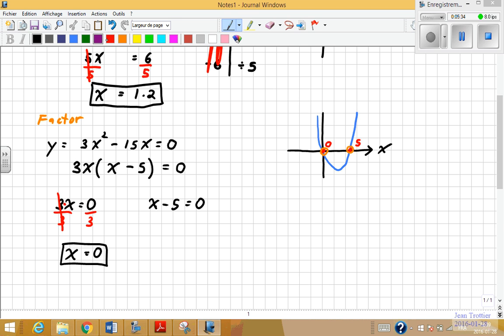In the second case, we want to do the opposite operation of minus 5. So it will be plus 5 on each side of the equal. We put that together: x equals 5. So those are our two solutions. x equals 0, x equals 5, just like we could see in the graph.